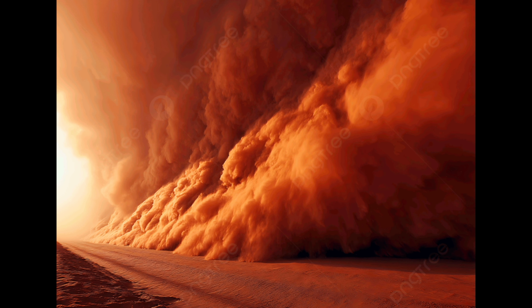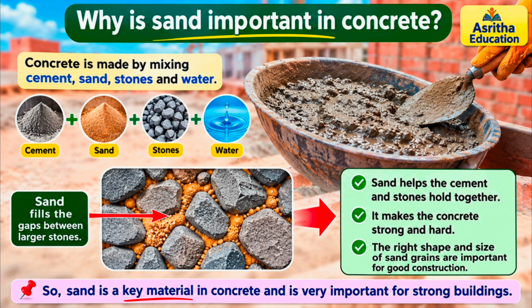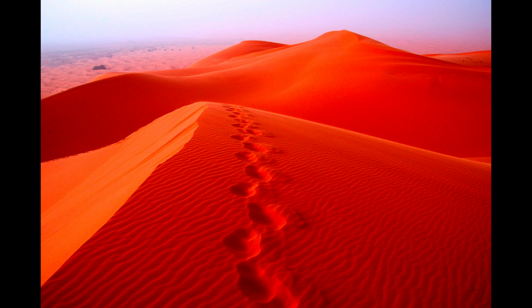In deserts, sand is moved from one place to another by strong winds. While moving, the sand grains rub against each other again and again. Because of this, their shape slowly wears away. So, desert sand grains are often very small, smooth, and rounded.